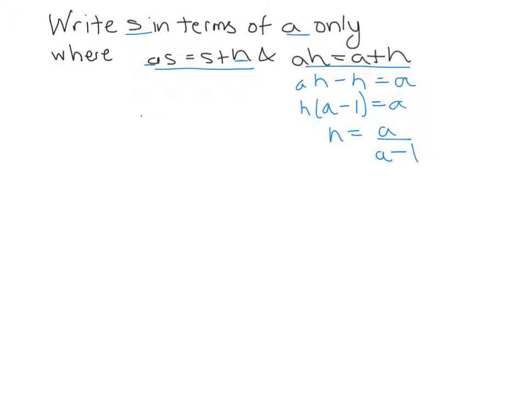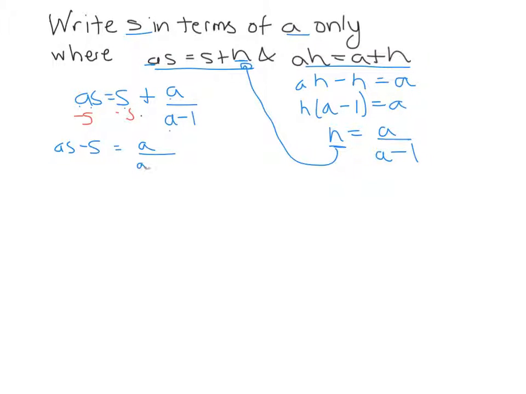And then what I could do is see how there's an h there and an h there. Everywhere that h is, I could write that. After all, they're the same thing. So I could say a s is equal to s plus, now in place of h I could put in a over a minus 1. Now all I need to do then is to figure out what s is only in terms of a. Well, I've got an expression here with s's in and a's in, so let's start to rearrange it. Let me take this onto the other side, so I'll minus s from both sides. Now that'll leave me with a s minus s is equal to a over a minus 1.